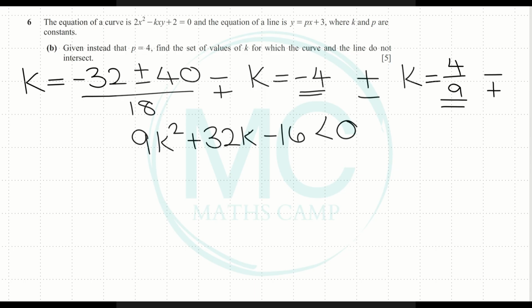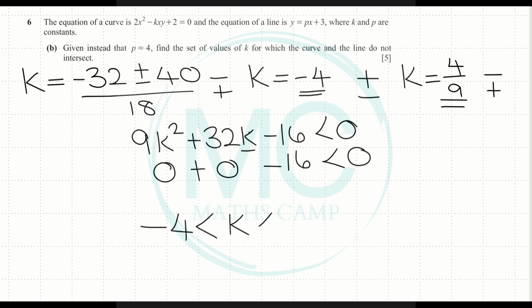So if k is 0, 9 times 0 is 0. If k is 0, 32 times 0 is 0. So we have 0 plus 0 minus 16, which is smaller than 0, which means that in this case, we have to consider values that are greater than -4, but smaller than 4/9. So the final answer, we can say -4 is smaller than k, which is smaller than 4/9.